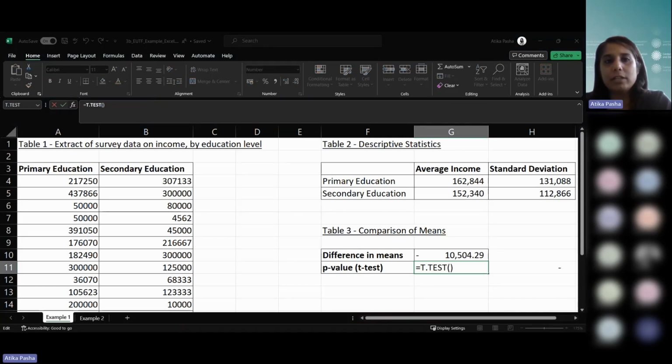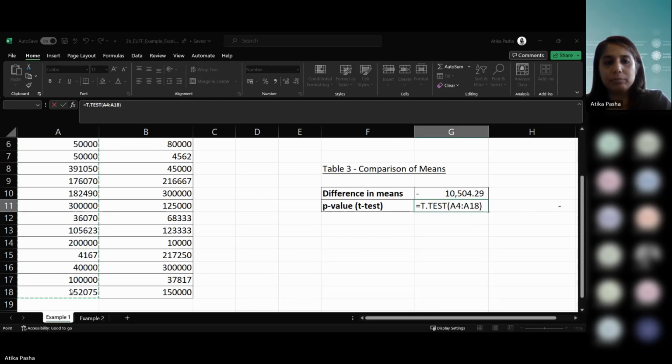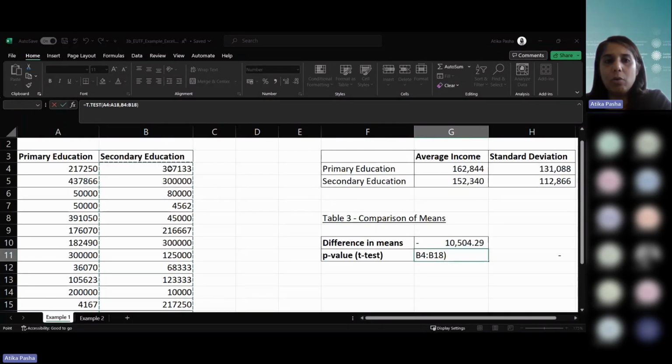Then you have to present the two arrays. So these are the two samples that you are comparing. Array 1 is those who only have primary education. Array 2 is basically the set of individuals who only have secondary education. So just scroll through all those values and select and add them. The tails are basically specifying whether we are looking at a one-tail distribution or a two-tail distribution.